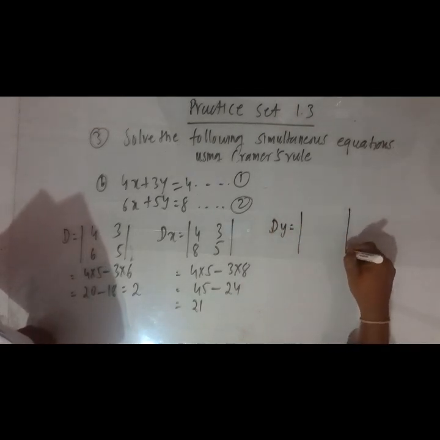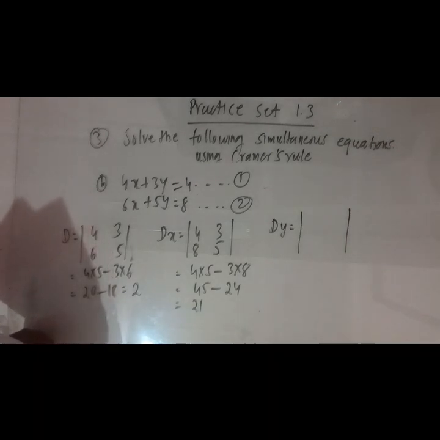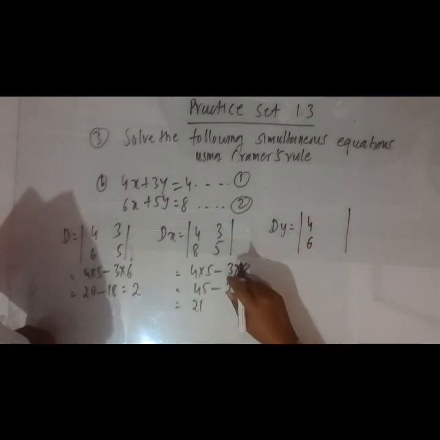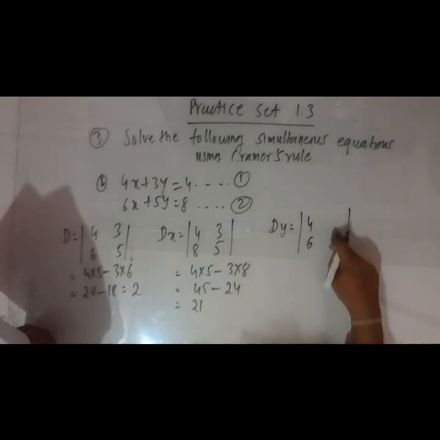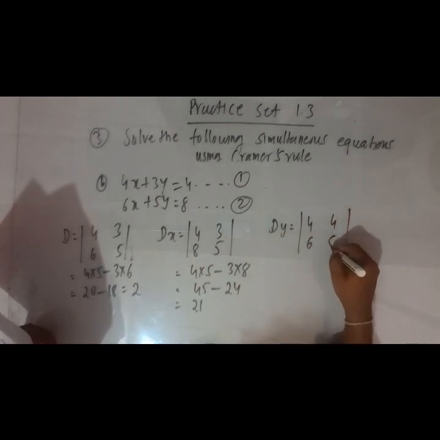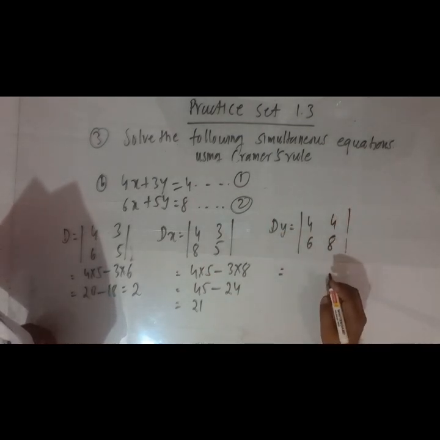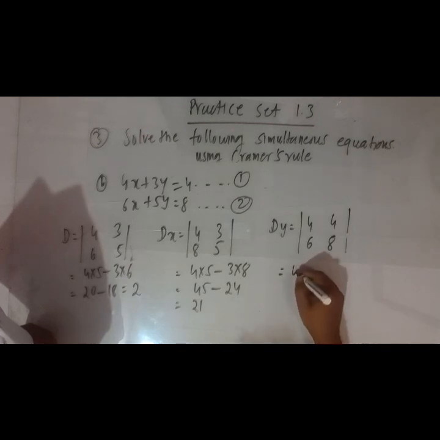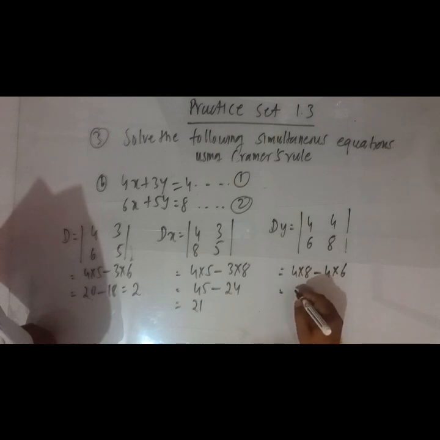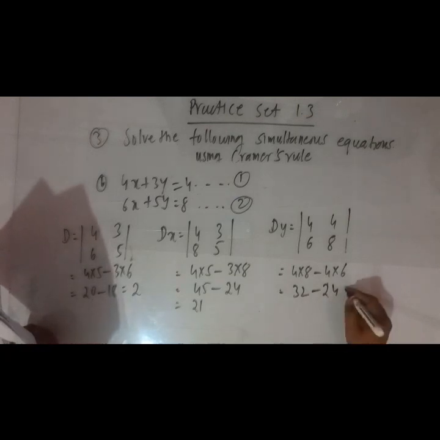Now what is dy? You again write a determinant. For the x coefficient we will be writing as such, and for the second column, instead of the y coefficient, we will be writing 4 and 8. Now you can solve this. 4 into 8 minus 4 into 6. So this is going to be 32 minus 24. So your answer is 8.